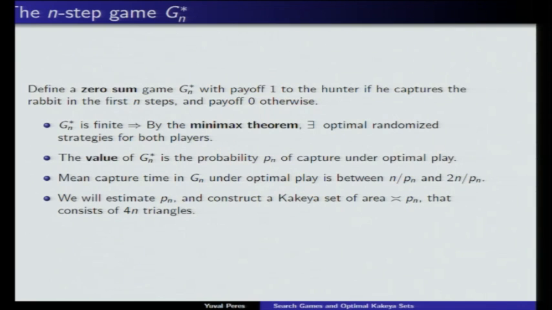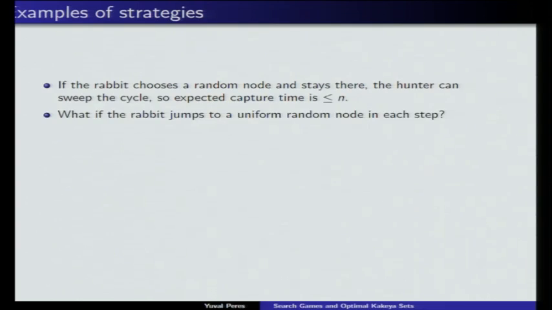So we're going to ignore constants, and this shows that these two games are very closely related. Okay, so if the probability of capture is p in the finite game, then the length is n over p. But the real issue is, does p depend on n, or is it going to a constant? So in other words, can the hunter ensure capture in linear time or not?